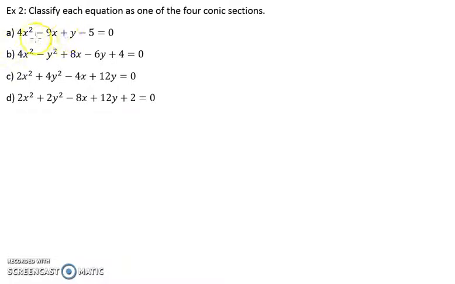So if we look at this one, a is 4, there's no y squared, so our c is going to be 0. So if we only have one squared term, this has got to be a parabola. Looking at b, we have a 4x squared and a negative 1 y squared. So if we think about that, 4 times negative 1 is negative 4. That's less than 0. So if we're less than 0, then we have a hyperbola.